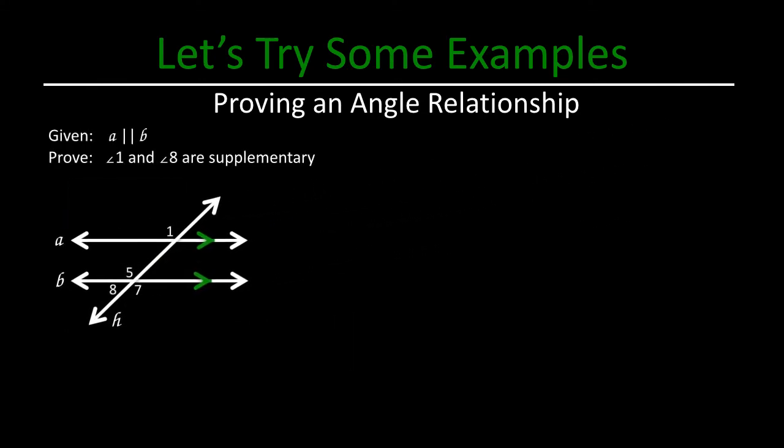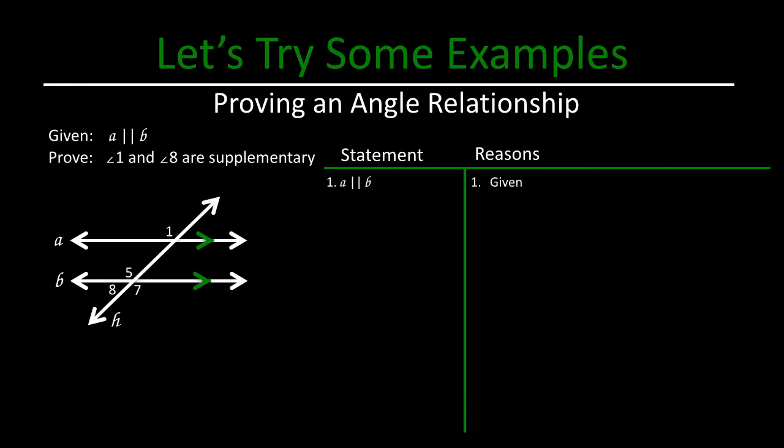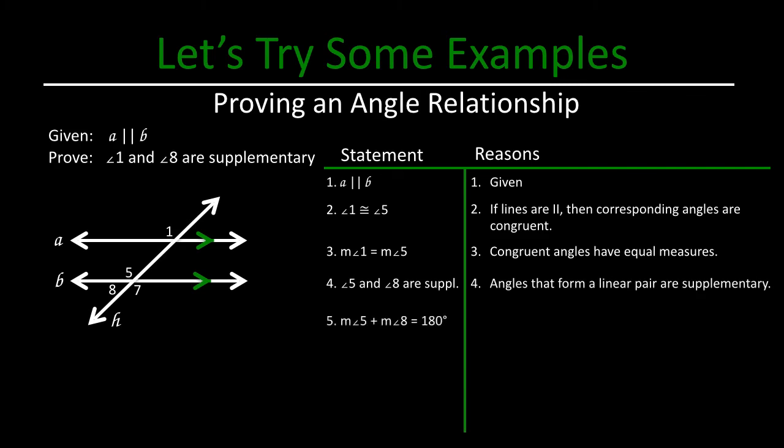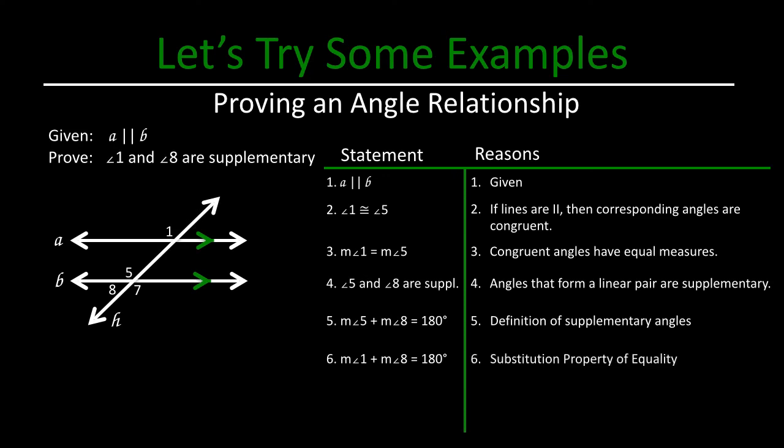Okay, so here's my two-column proof, and we'll begin with line A is parallel to line B. From here we can say that angle 1 is congruent to angle 5 because if lines are parallel, then corresponding angles are congruent. And if our angles are congruent, then we know the measure of angle 1 equals the measure of angle 5 because congruent angles have equal measures. Next, angle 5 and angle 8 are supplementary because angles that form a linear pair are supplementary. The measure of angle 5 plus the measure of angle 8 equals 180 degrees by definition of supplementary angles. From here we can say that the measure of angle 1 plus the measure of angle 8 equals 180 degrees, and we just use the substitution property. Lastly, we can say angle 1 and angle 8 are supplementary, again by definition of supplementary angles.